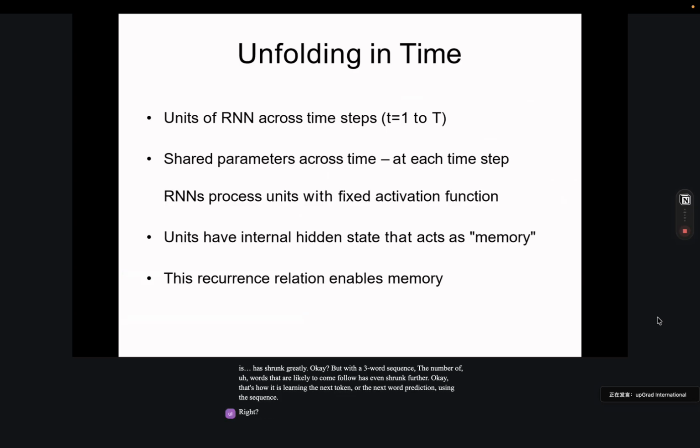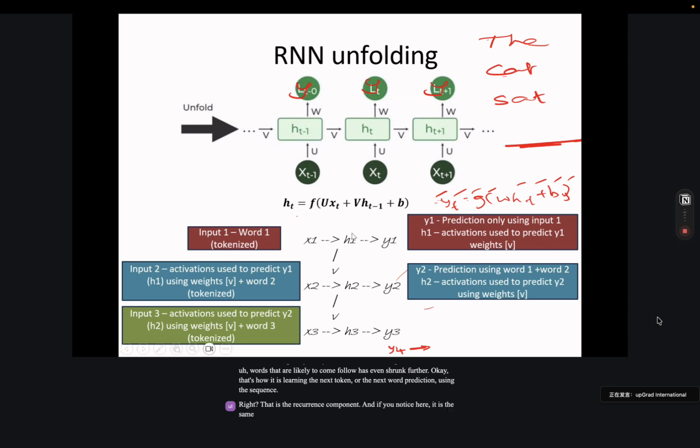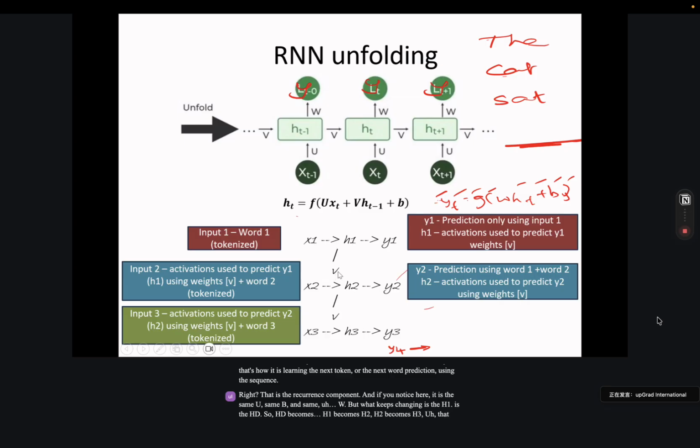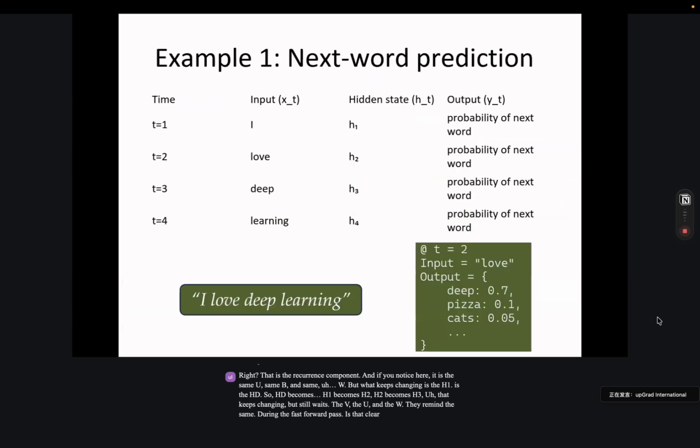Right? That is the recurrence component. And if you notice here, it is the same U, same V, and same W. But what keeps changing is the H1, is the HT. So H1 becomes H2, H2 becomes H3. That keeps changing, but the weights, the V, the U, and the W, they remain the same during the first forward pass. Is that clear?